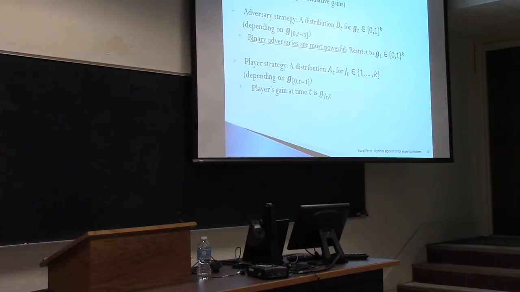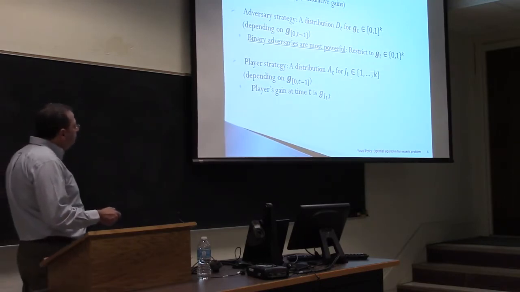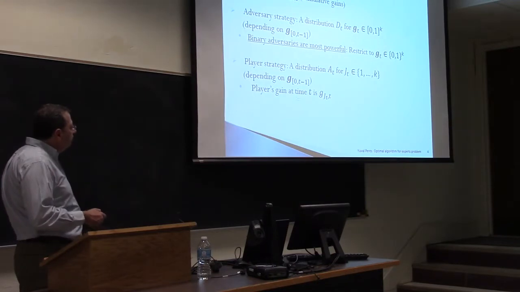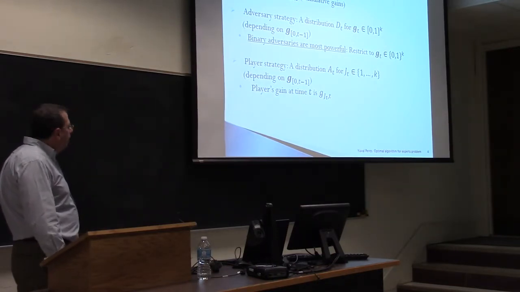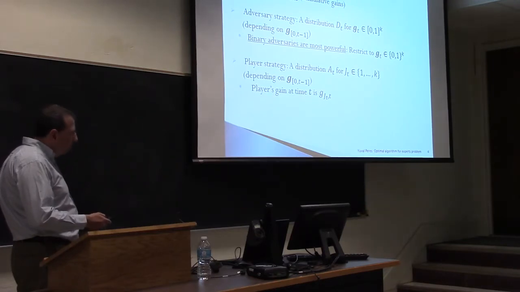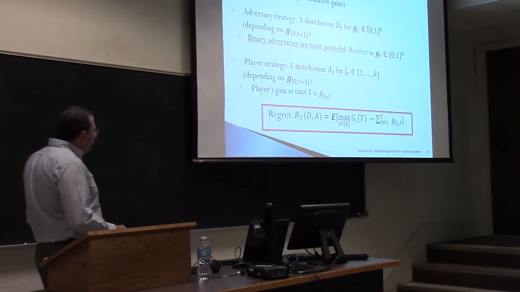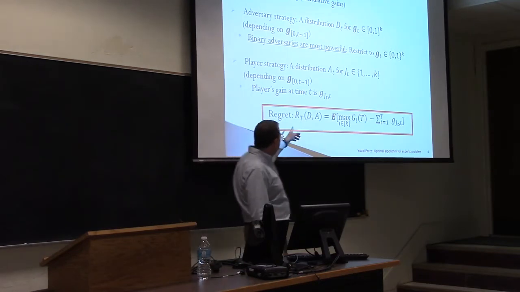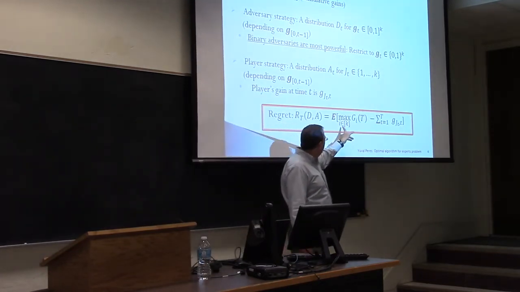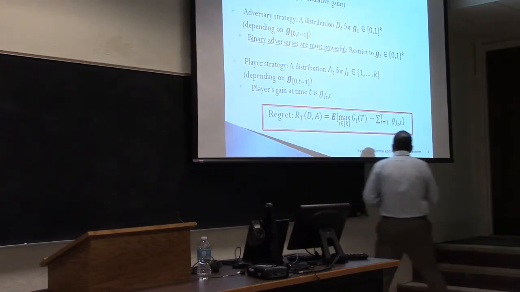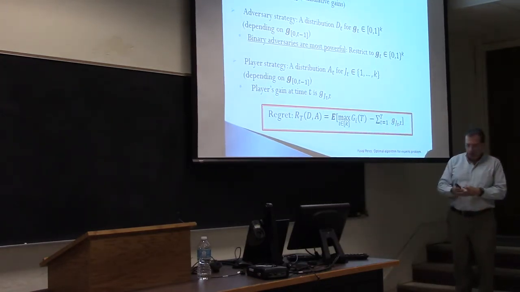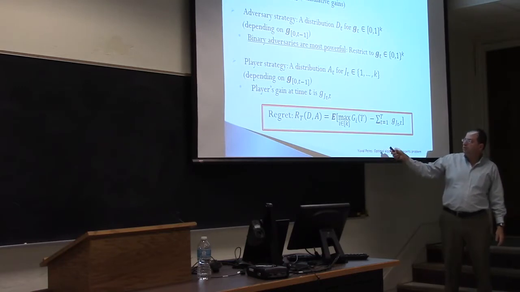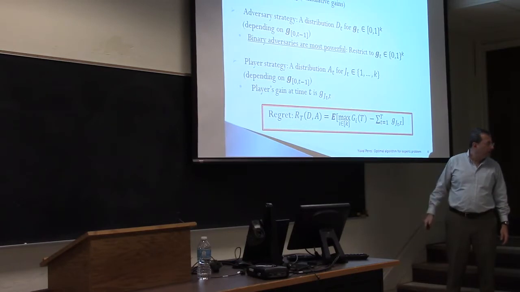So the player strategy is a distribution a_t for the choice j of which expert to follow at time t, and again it can depend on the gains in the previous rounds. And then his gain at time t is g_j(t). Now the regret is what I mentioned before. We are comparing our gain, so this sum is the gain of the player, to the benchmark, which is the gain of the best expert. So this difference is the regret.